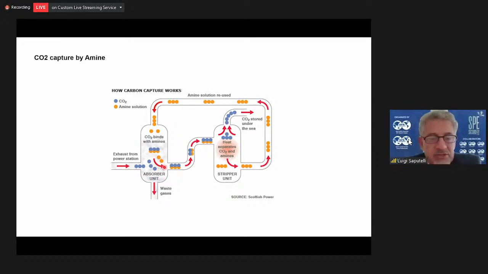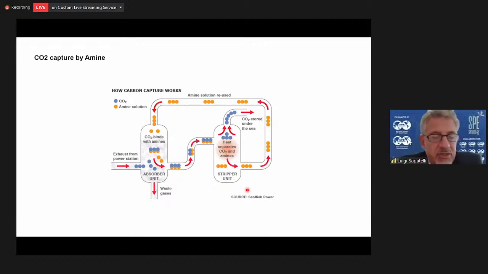So this is one of the oldest processes for CO2 generation. It is expensive, but with the proper design and numbers, the generation itself can create CO2 for less than $20 per ton of CO2.